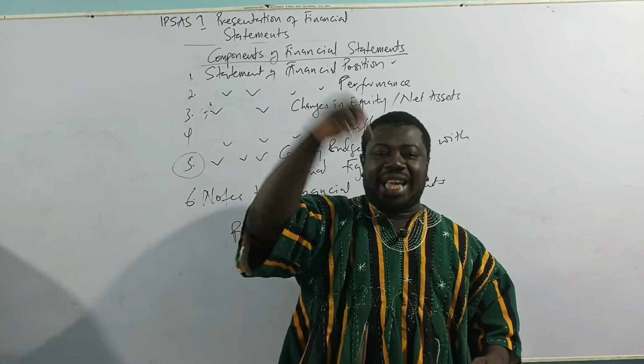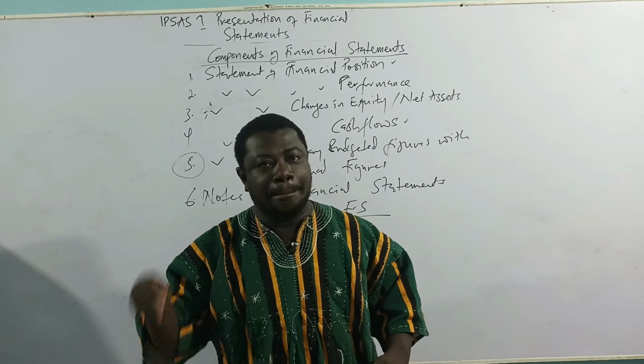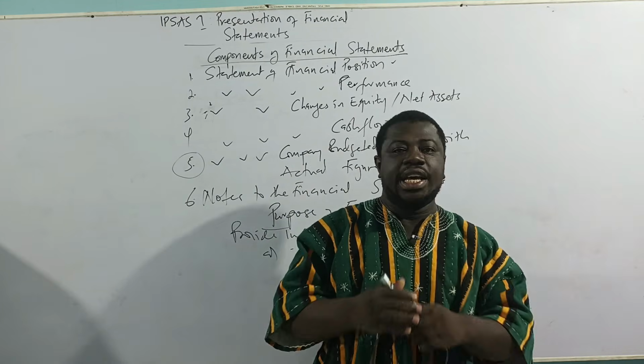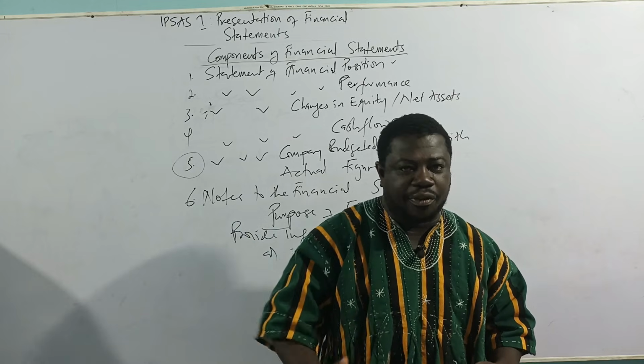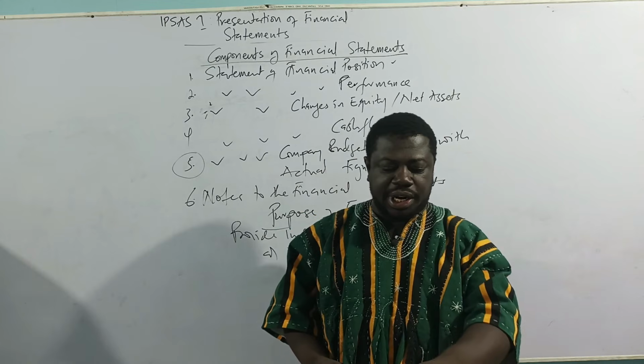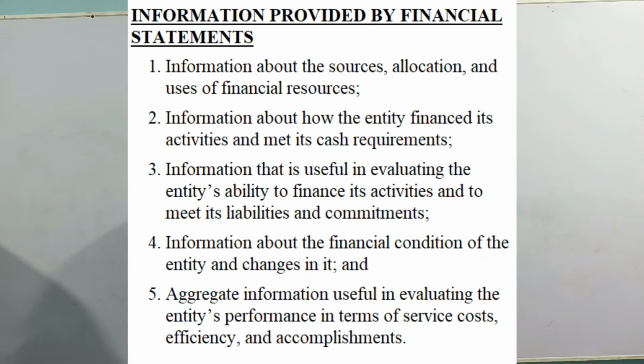But when you are asked the type of information that is provided by the financial statement, you cannot write financial position, financial performance. You need to be more specific about the type of information being provided. So on your screen, I'm going to look through with you some specific information, according to IPSAS 1, that is supposed to be provided by the general purpose financial statement.